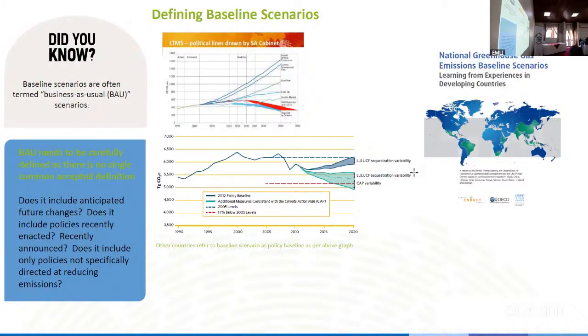We look at, for example, policies that are recently established. Do they include policies that are directed at reducing emissions or not? You might have projects that are already planned, already ongoing, and you say, okay, because we know the potential of these projects, we can still maintain them as part of our business as usual. Someone else may say, no, because they have not yet been implemented, I'll still have them as part of my mitigation scenario. So it's important to note that the baseline scenario, the business as usual scenario, is user defined.